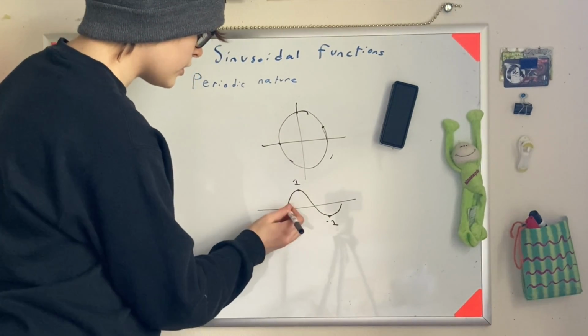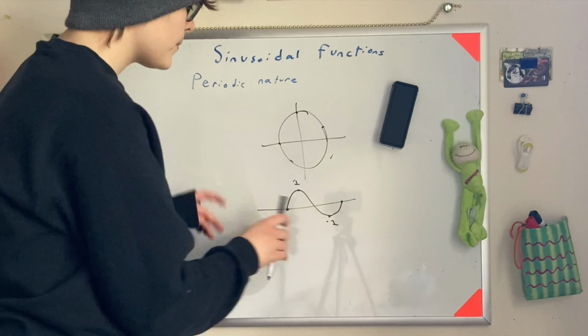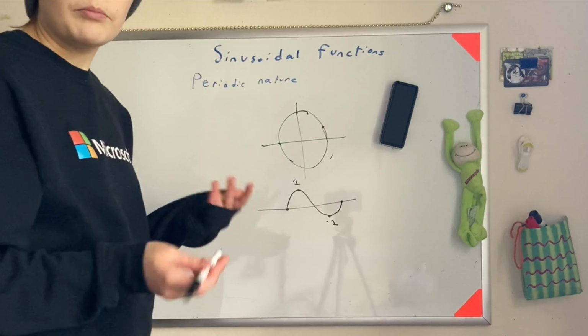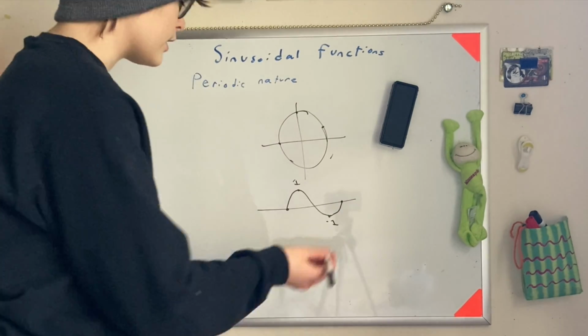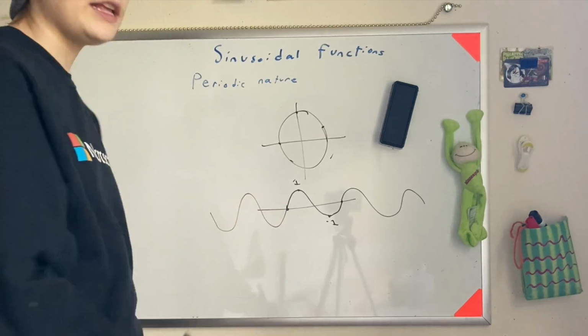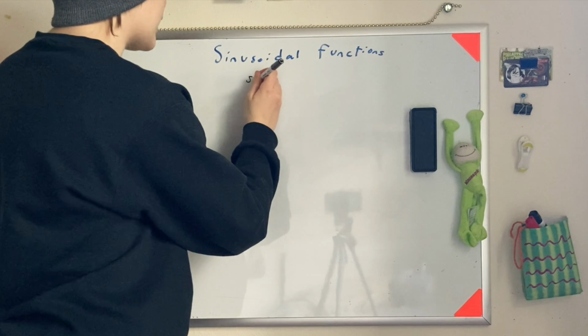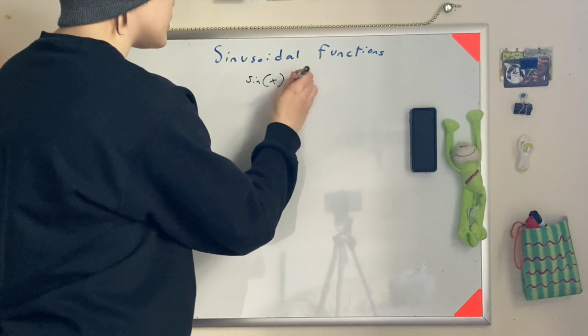And they would start at (0, 0), and it would end, if we're doing just one rotation, at (2 pi, 0). But if we just continue rotating the circle, it continues for infinity. And it has periodic nature because it repeats like this for infinity. So let's talk about a sine function. It is one example of a sinusoidal function, and it is sine of x equals y.